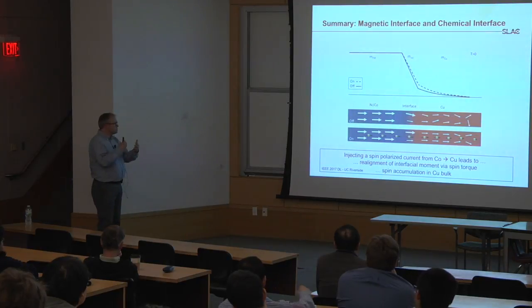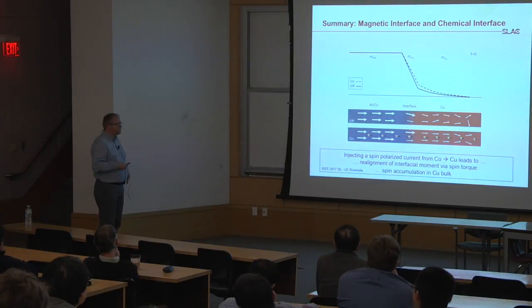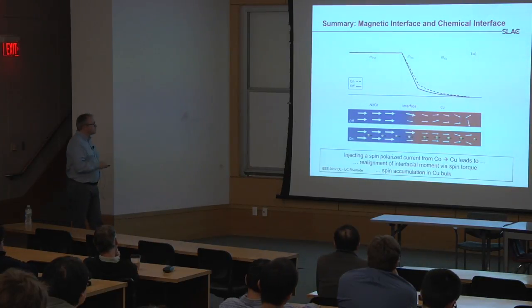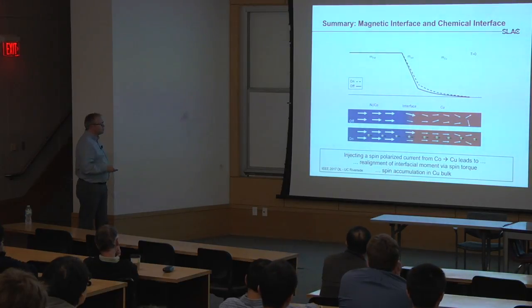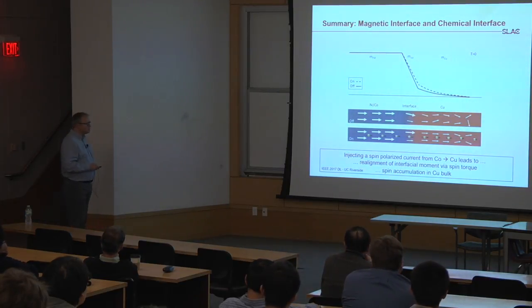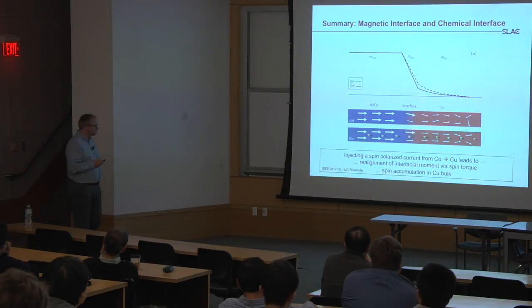Because this essentially happens by spin torque exchange, you pull the magnetization at the interface into the same direction as the cobalt. And then the rest of the spin polarization travels into the bulk and induces this very small moment in the bulk.